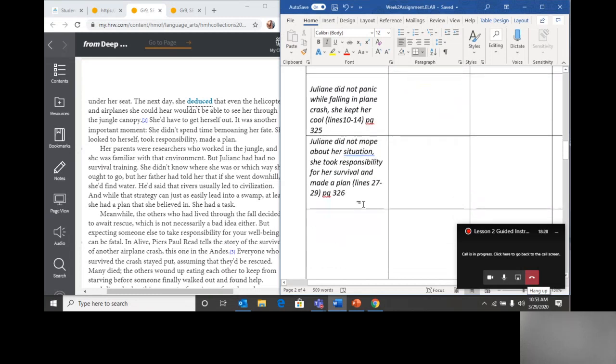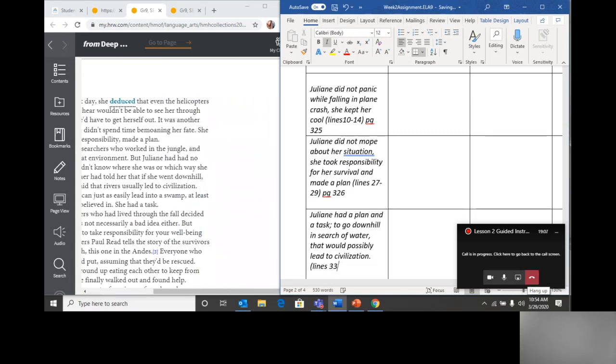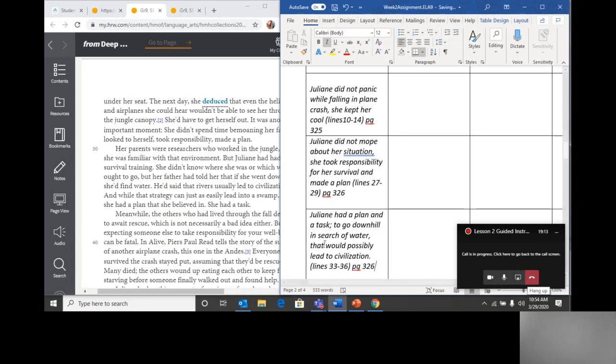So why don't we add this to our chart? Julianne had a plan and a task to go downhill in search of water that would possibly lead to civilization. This is lines 33 to 36, and that is page 326 as well. All right, moving on.